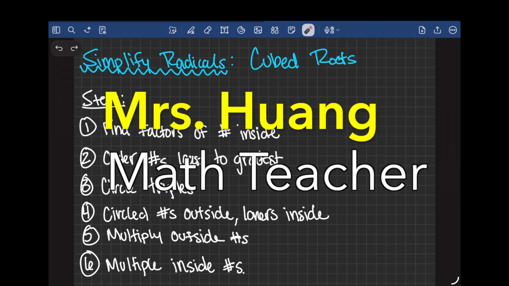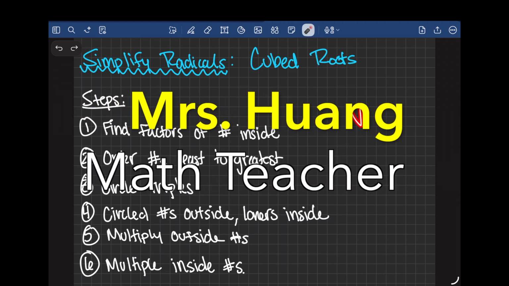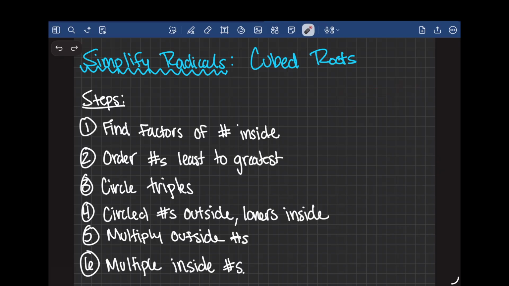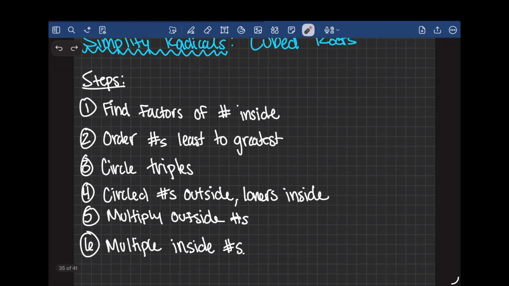Hola Humans, today we are going to simplify radicals with cubed roots, and those look like square root symbols, only they have a tiny little 3 in front. So if you followed my last video, the steps are very similar. The only difference is that we are going to be circling triplets.